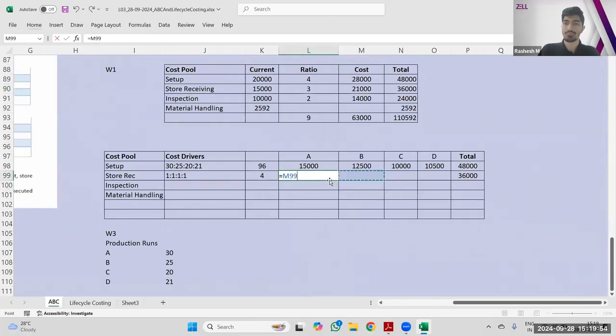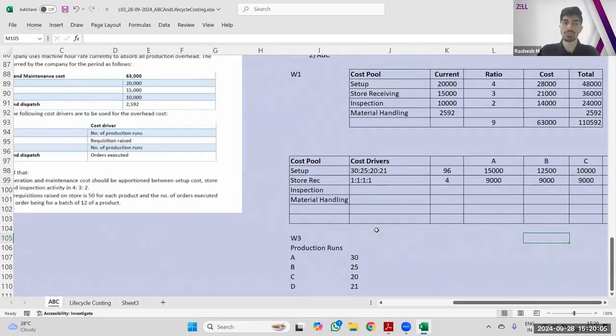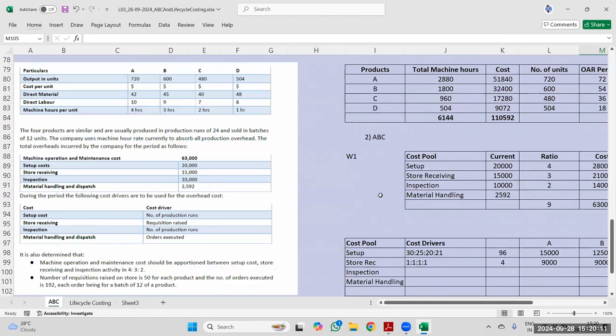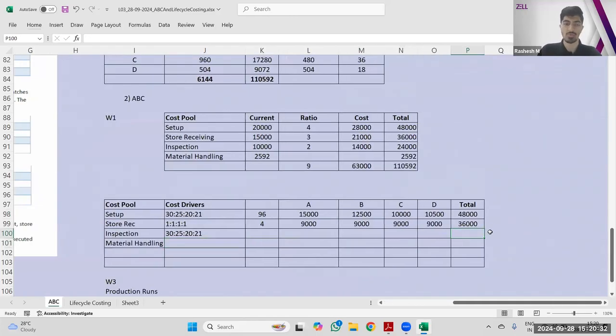Okay. So this 9,000. Any confusion? Not yet, sir. No, sir. So inspection is also number of production runs. Well, technically it's in the same cost pool. Technically, I should just add these two together, but it's okay, not a real question, so we can do it. So inspection again, same exact ratio, 30 is to 25 is to 20 is to 21. My cost is 24,000.